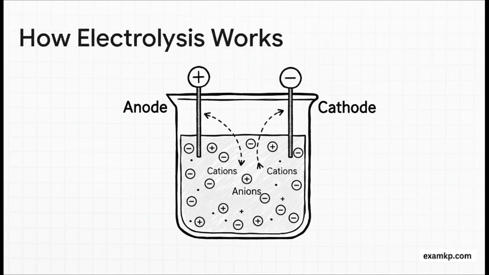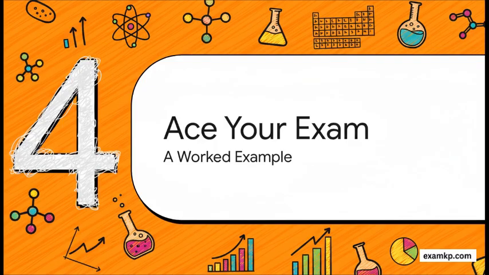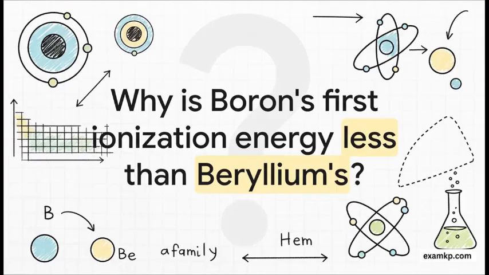The biggest mistake people make is mixing these up, so just burn this into your brain. Anions go to the anode, and cations go to the cathode. Simple as that. All right, theory is great, but let's put our new code-breaking skills to the test. We're going to tackle a real question from a past exam. This is how you turn what you know into actual marks on the page.